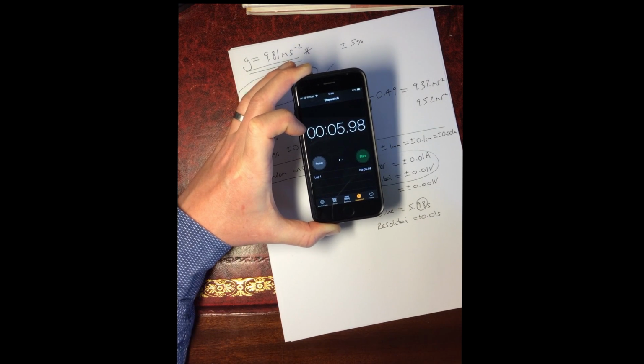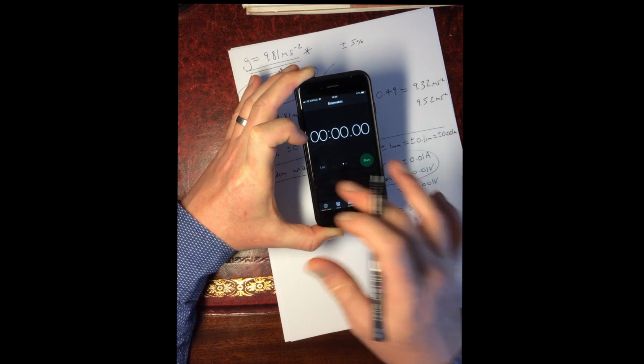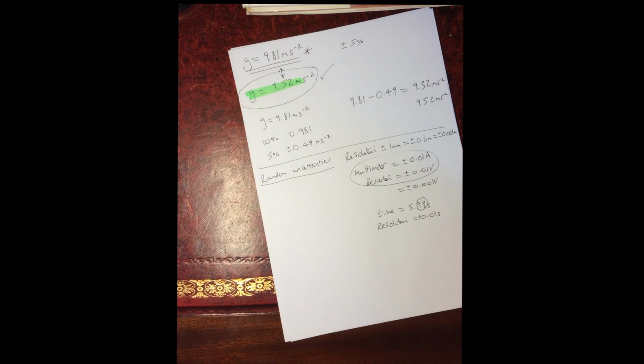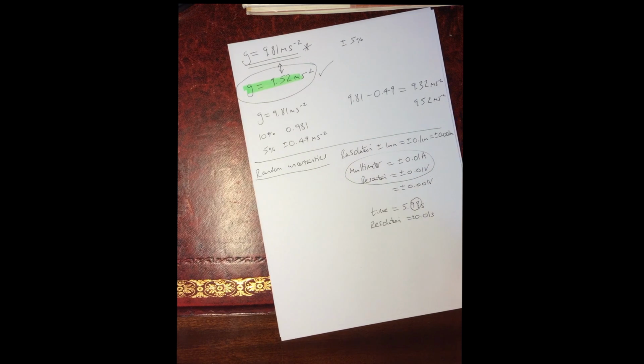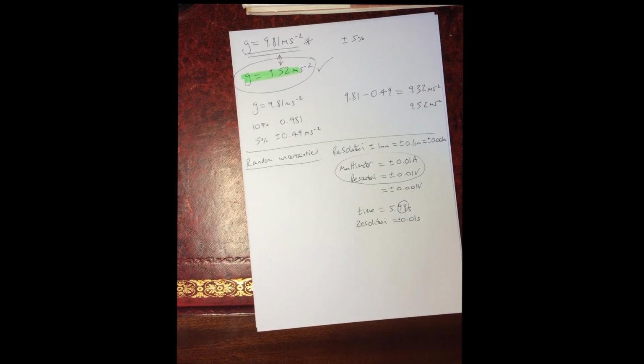So that's what we mean by the resolution of the instrument. The resolution of an instrument that we use to measure something is the smallest measurement that it can make. And the resolution of instruments affects how accurate our results are. So that's resolution.